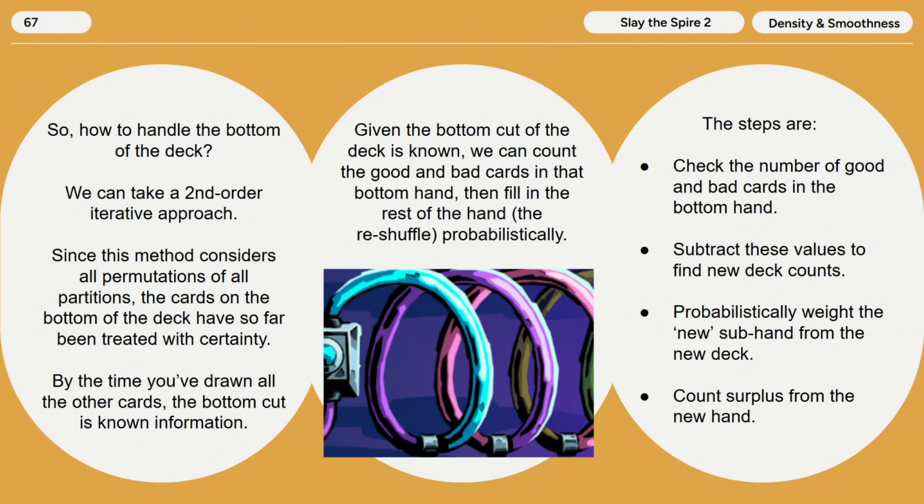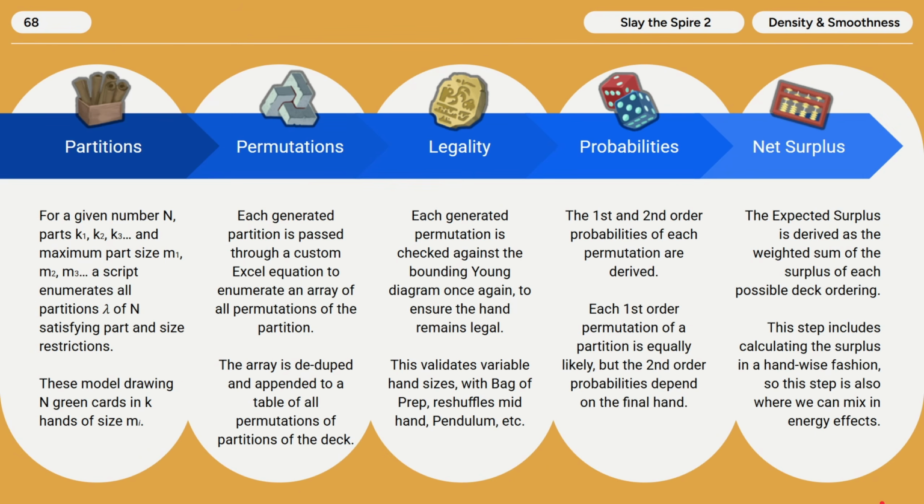So the steps are: check the number of good and bad cards in the bottom hand, subtract those from the final deck count, probabilistically weight the new sub-hand from the new deck, and count the surplus, including the new hands as well. And so just to summarize the entire process here, we're starting with partitions for a given number n, the number of quality cards in your deck, with the parts K1, K2, K3, the number of hands you draw to cycle, each of them with maximum part size M1, M2, M3, with the number of cards you draw each turn.